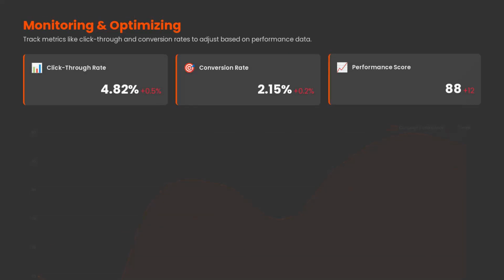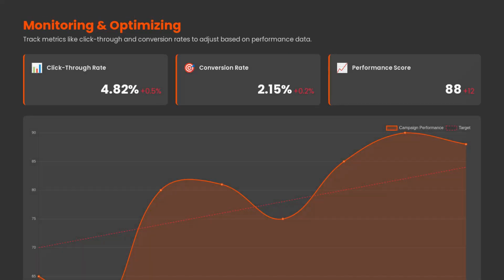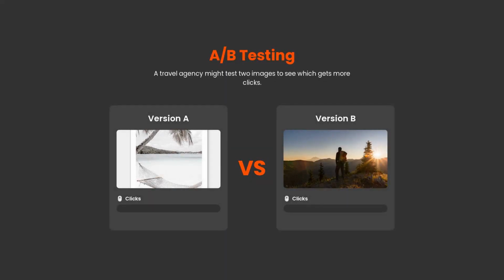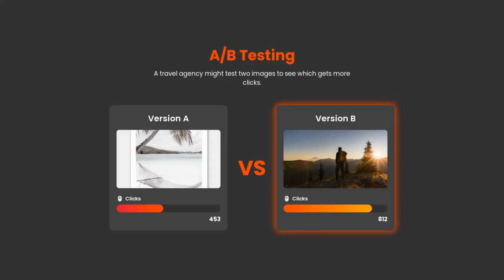Monitoring and optimizing your campaigns is essential. Use analytics to track metrics like click-through rates and conversion rates. Adjust based on performance data. A/B testing different ad versions helps you see which performs better. For example, a travel agency might test 2 images to see which gets more clicks.